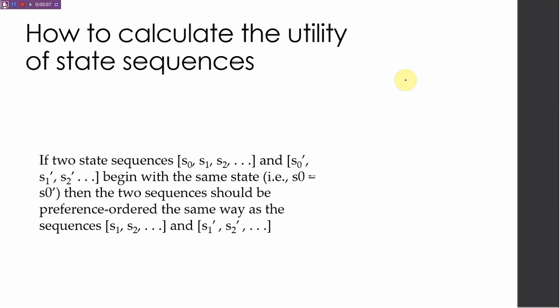But how do we calculate the utility of state sequences? We need a stationary policy. Stationarity means that if two state sequences S0, S1, S2 and S0', S1', S2' begin with the same state, for example S0 equals S0', then the two sequences should be preference ordered the same way as the sequences S1, S2, and so on, and S1', S2', and so on.